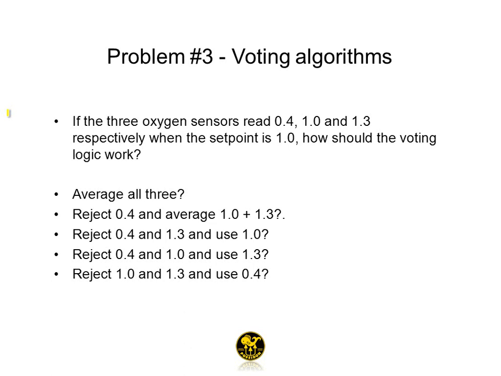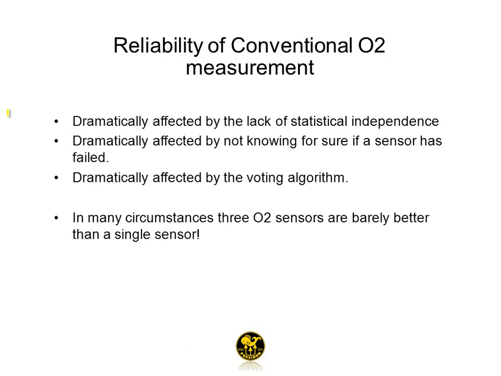So the bottom line is, we've got three problems with oxygen sensors. Number one is they're not statistically independent. Number two is, even if they are, and we don't know that they failed, the voting algorithm comes in and bites you hard. And thirdly, it's really hard to design a good voting algorithm. The bottom line is, in many circumstances, three O2 sensors are barely better than one. I appreciate that's a rather controversial position. But if you just want to wave your hands around and say, well, of course three are better, you have to explain away the statistical dependence, not knowing if they failed, and how the voting algorithm works.